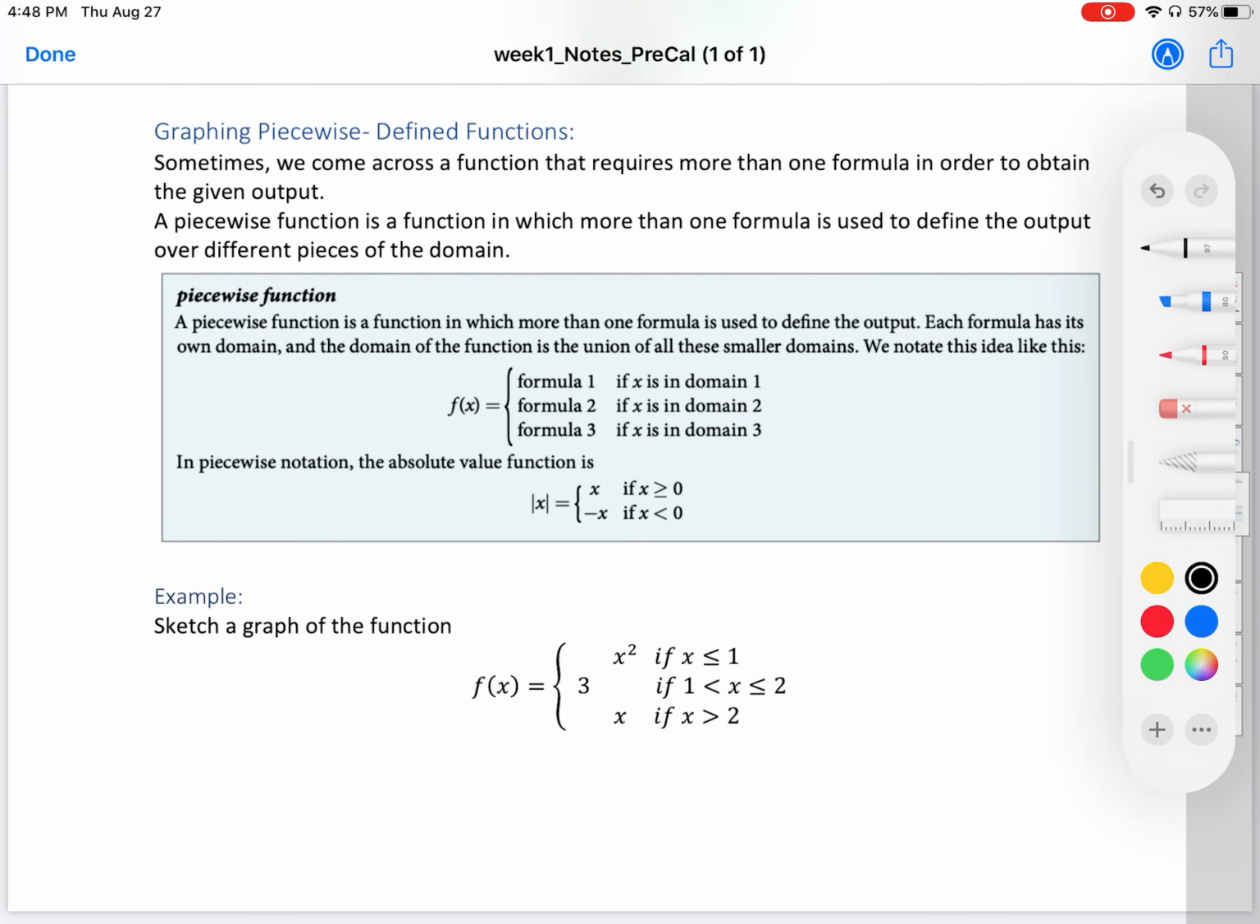Graphing piecewise defined functions. Sometimes we come across a function that requires more than one formula in order to obtain the given output. A piecewise function is a function in which more than one formula is used to define an output over different pieces of the domain. Let's take a look at an example.